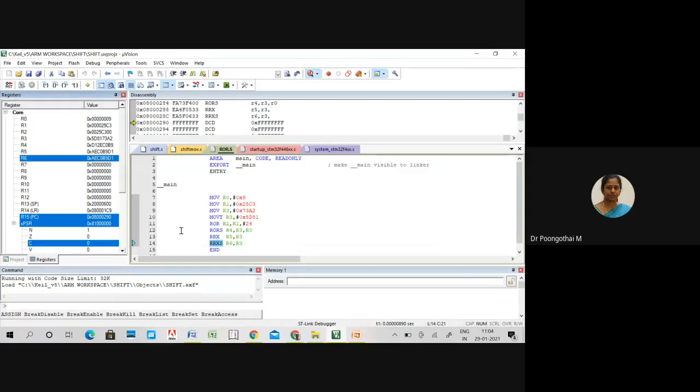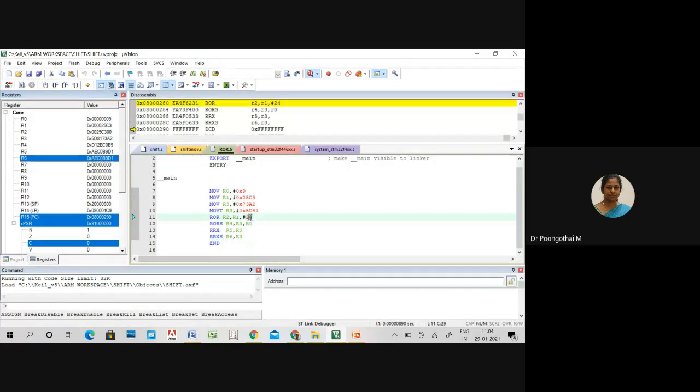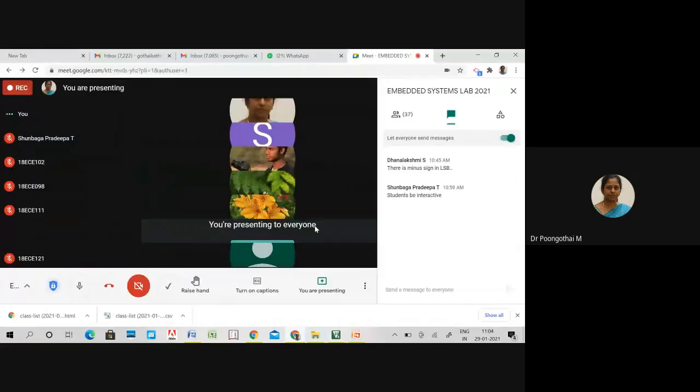So in this way, we can check the rotate right instruction with or without flag update and the rotate right extended instruction with or without flag update. You can give only an 8-bit value here, from 00 to FF. So it can accommodate only an 8-bit value. Don't give a 16-bit value. So any other doubts?